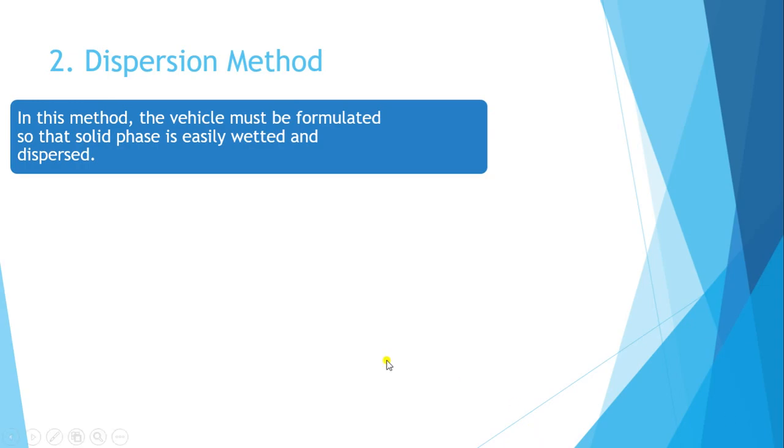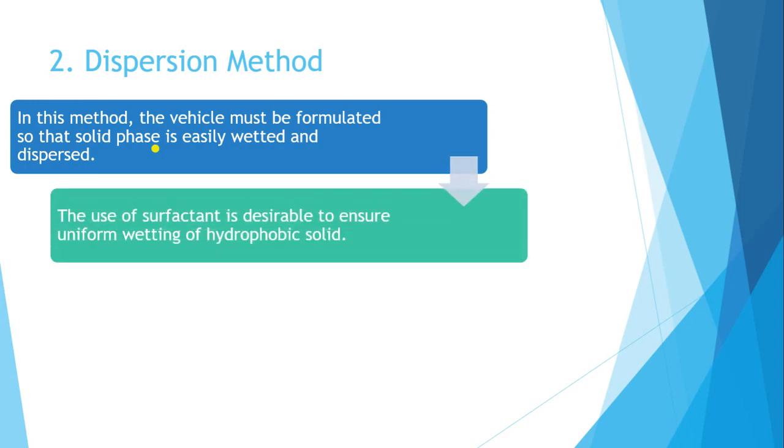Then see dispersion method, what happens here. The vehicle, or the solvent which we are using, should be formulated first, so that the solid phase, the solid drug particles, can be wetted easily and dispersed easily through the formulation. So the selection of the vehicle is the foremost parameter in this type. Then the second one is the use of the surfactant, surface active agent or suspending agent which we are using.